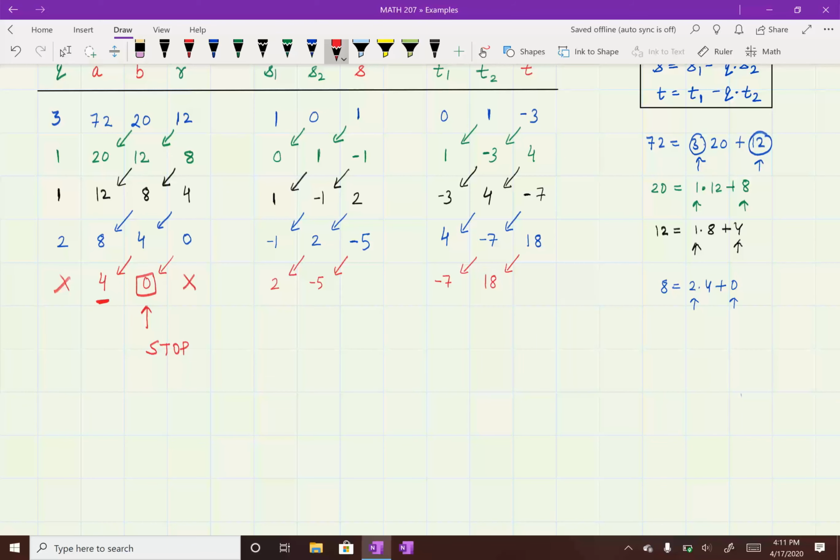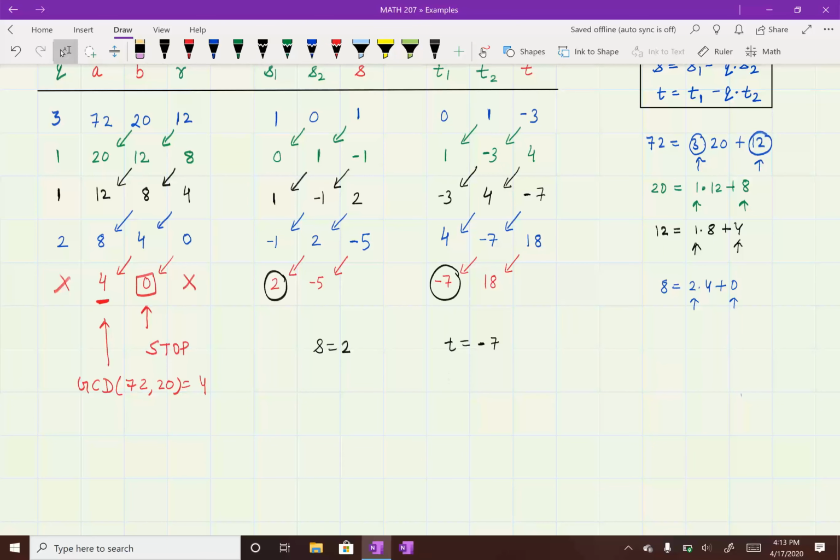So the GCD of 72 and 20 is going to be equal to 4, and this is coming from this non-zero integer. The coefficient S can be obtained from the value of S1, which is 2 here, and the coefficient T can be obtained from the value of T1, which is minus 7 here.